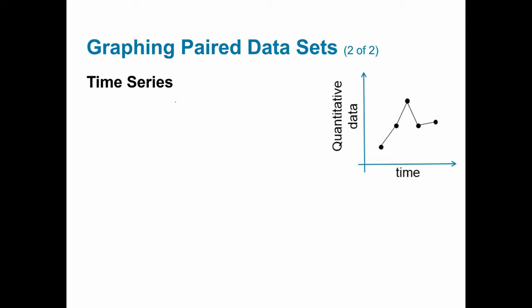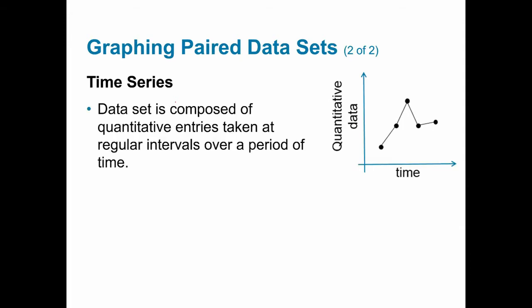A time series graph. This is just essentially a line graph for data over time. So time series is just looking at data over time. So here we're still looking at quantitative data, but we're taking it over some period of time. So time is always going to be your horizontal axis.